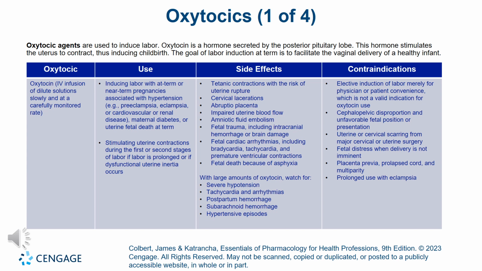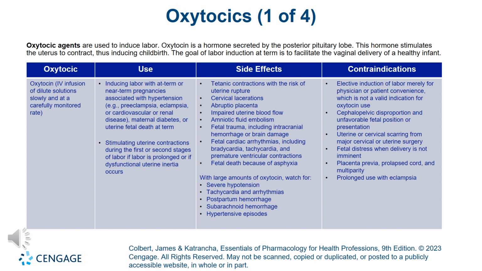Side effects include tetanic contractions with a risk of uterine rupture, cervical lacerations, abruptio placenta, impaired uterine blood flow, amniotic fluid embolism, fetal trauma including intracranial hemorrhage or brain damage, fetal cardiac arrhythmias, including bradycardia, tachycardia, and premature ventricular contractions, and fetal death because of asphyxia. With large amounts of oxytocin, you want to watch for severe hypotension, tachycardia and arrhythmias, postpartum hemorrhage, subarachnoid hemorrhage, and hypertensive episodes.